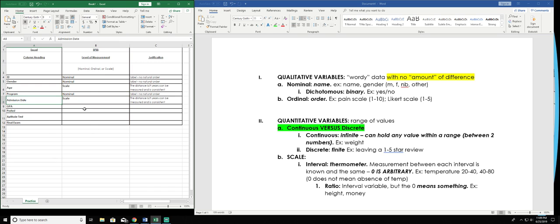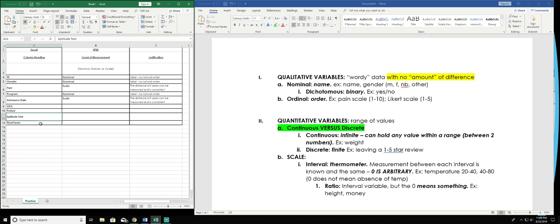Admission date, again, we've talked about dates when we talked about age. So similar here, the distance between dates, days, months, weeks, whatever, that is measurable. We know what the distance is. We know it's consistent when we talk about that concept of time. So this is a scale level.